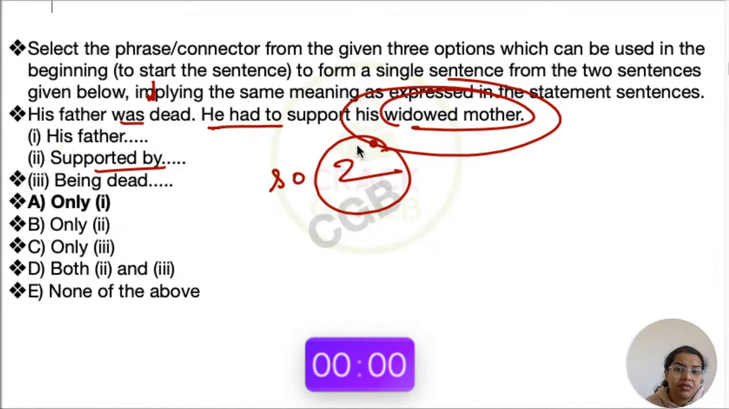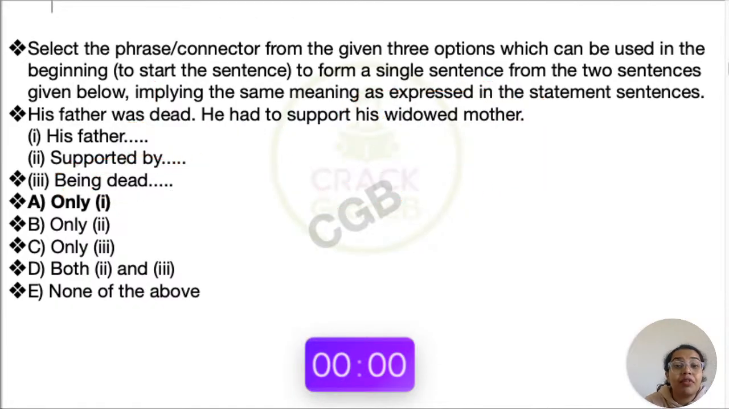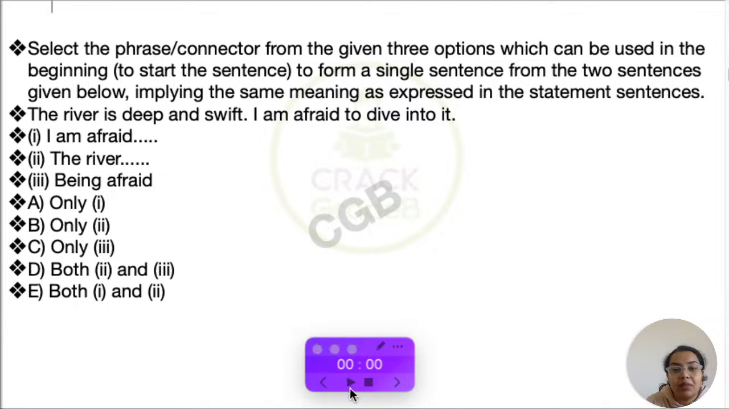क्योंकि यहाँ पे है ही नहीं information. Being dead, now who is dead? Father is dead. So is father doing any action after being dead? This is so absurd. तो यहाँ पे first भी he है जो होगा, second and third they give no help, no meaning at all.